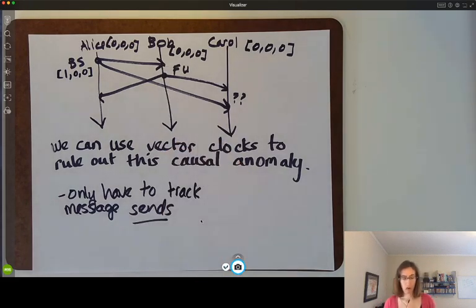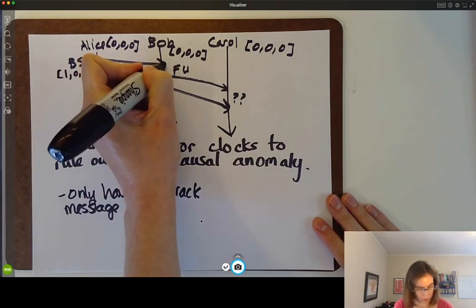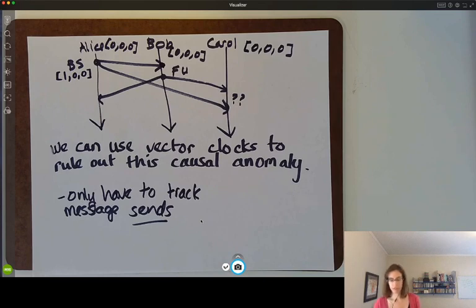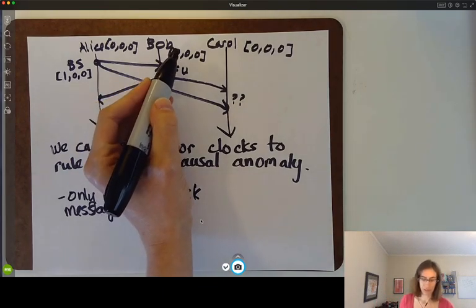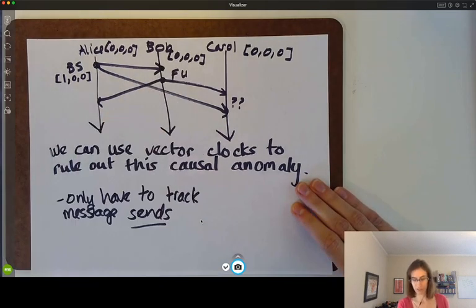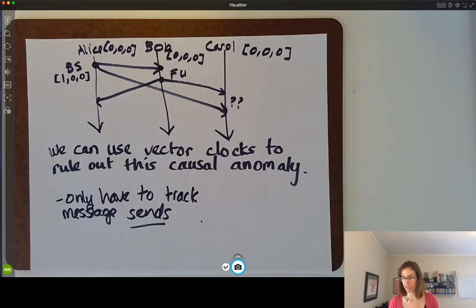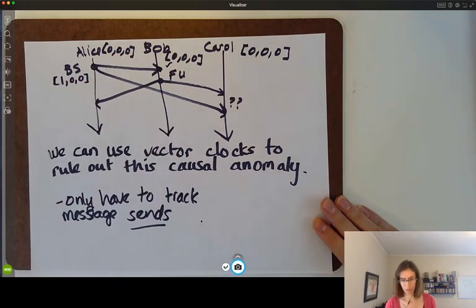The message gets to Bob, whose local clock is at 0, 0, 0. Is it okay for Bob to deliver that message from Alice? Intuitively, yes, because it's the same as his own local clock, except it's higher by 1 in one position. Which position? The position of the process that the message is coming from. So that's okay, and Bob can go ahead and deliver that message. That gets a check mark.